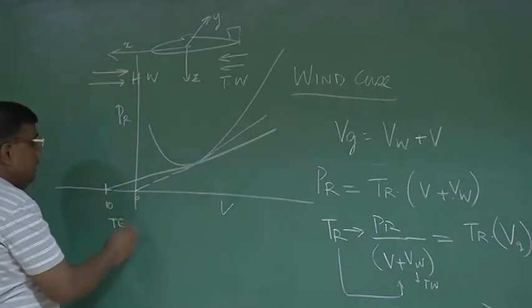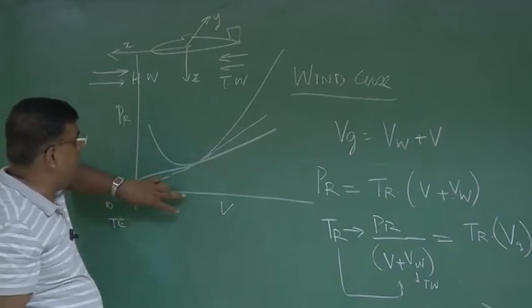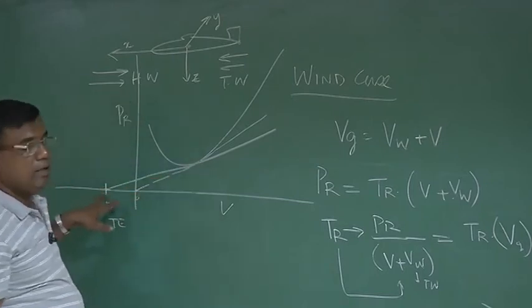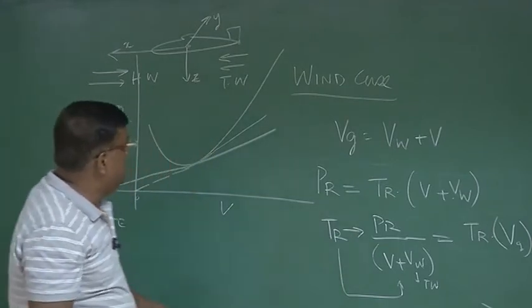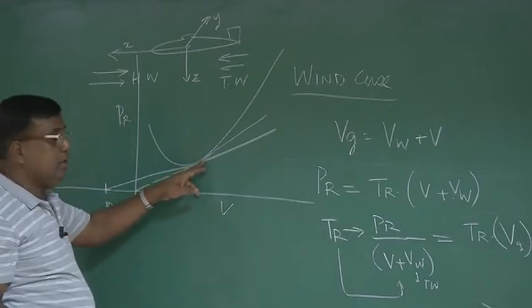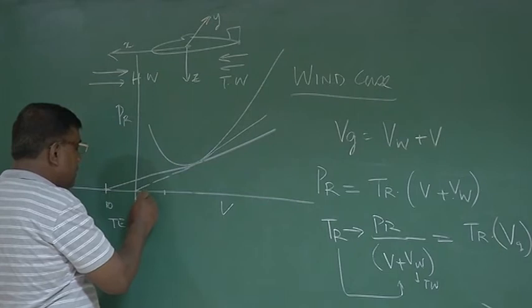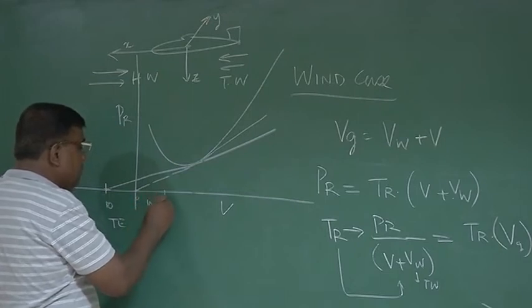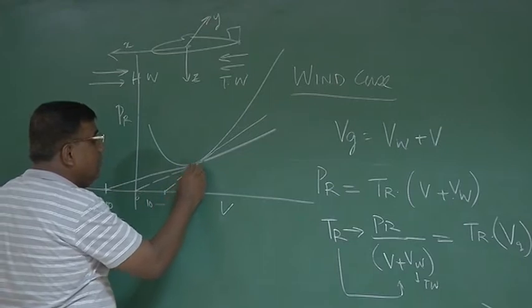Tailwind. Now you can see the power required divided by whatever V from here, plus whatever tailwind has come. So you will get different speed. And suppose if it is a headwind, then you take here, let's say 10 meters, you cut 10, and then you try to find out the slope.